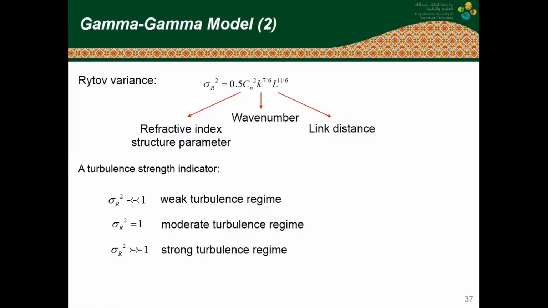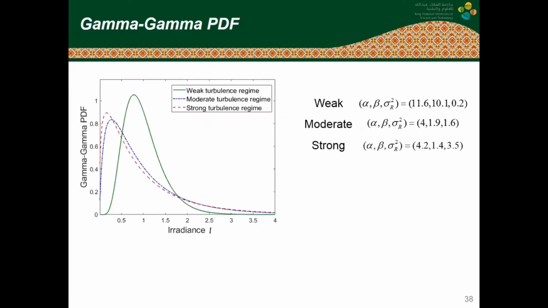So typically, when sigma_R is smaller than 1 or much smaller than 1, we are operating in a so-called weak turbulence regime. When sigma_R is roughly equal to 1, we are talking about a moderate turbulence regime. When sigma_R is much bigger than 1, then we are operating in a strong turbulence regime.